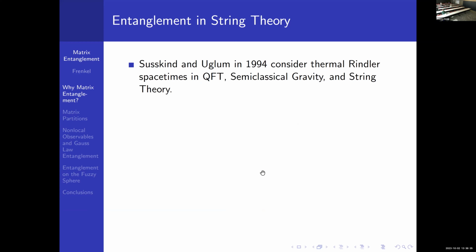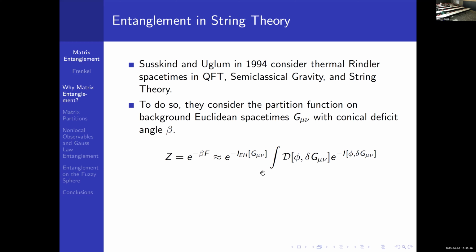Shortly after, there was a follow-up paper by Susskind and Uglum, which considered some more general cases of this phenomenon. They considered thermal Rindler spacetimes in quantum field theory, semi-classical gravity, and in particular, the bulk of string theory. And what they did was they considered the partition function of quantum gravity on some background Euclidean spacetimes with a conical deficit angle beta. And we extract the entropy of such a system by differentiating with respect to beta in the appropriate manner, and this should give us something like the entropy.